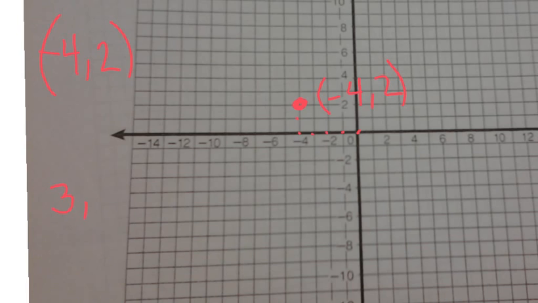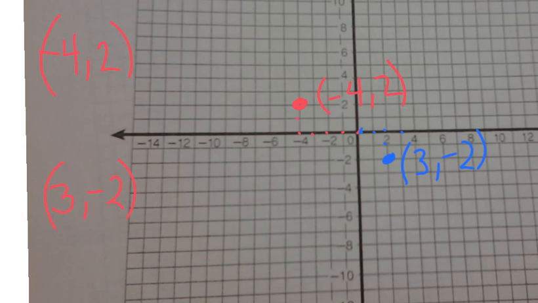3, negative 2. Let's do that one. So where do we start? Let me change colors. We start at the origin and we move over 3 in a positive direction. Remember, it's always side to side first. So 1, 2, 3. And then it says negative 2, so that's down 2. So 1, 2. So right there is where 3, negative 2 is.